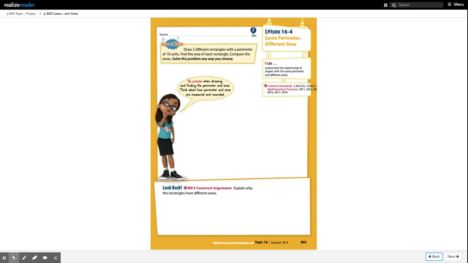Just a quick review. Remember, when you are trying to figure out the perimeter, you are adding. When you are trying to find the area, you're multiplying. So today we're going to try to find the same perimeter, but a different area.